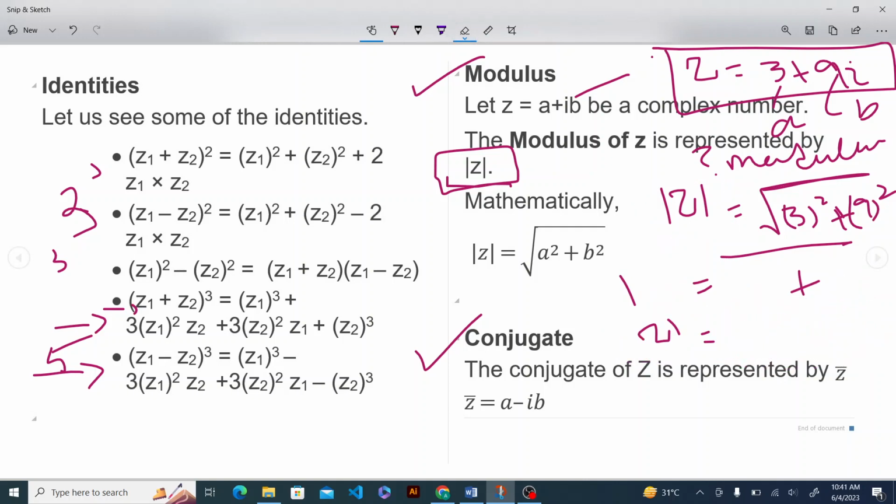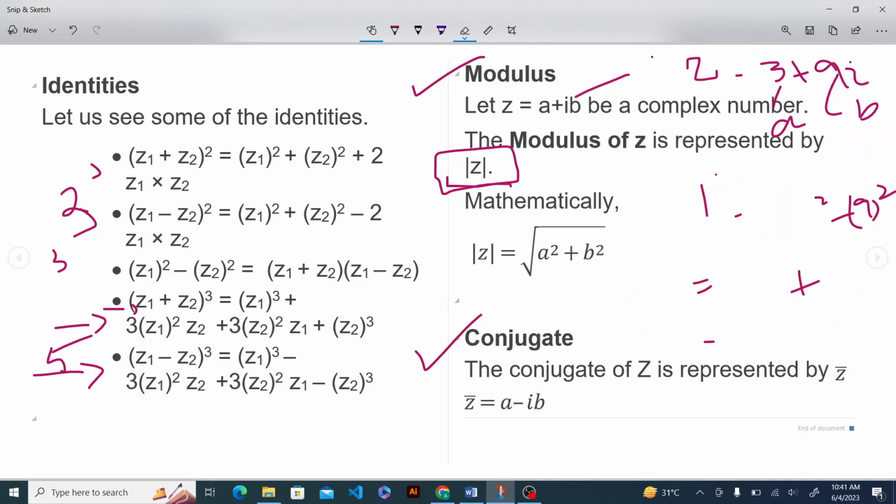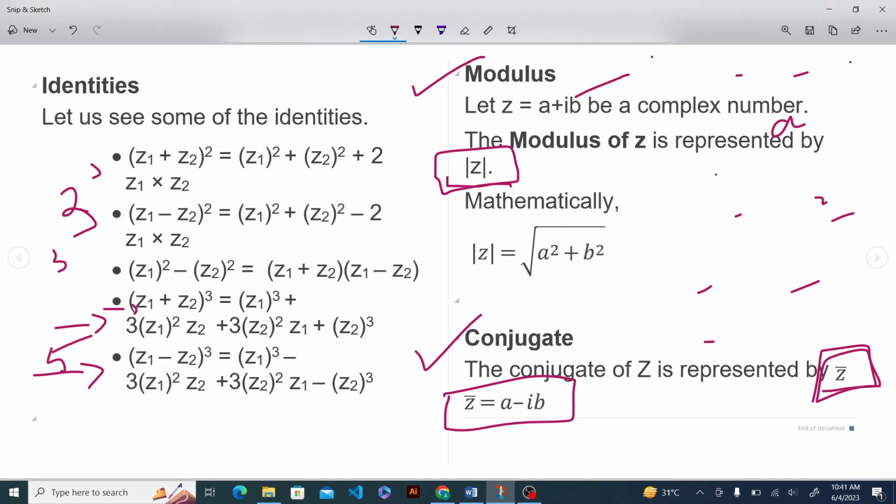Okay, so let us move towards conjugate. Conjugate is also really easy. The conjugate of z is represented by z bar. This is its representation or symbol, and the notation is z bar is equal to a minus iota b. This means in conjugate we just have to change the sign of the imaginary part. Like if we are given this complex number as its basic notation, z is equal to a plus iota b, then its conjugate will be equal to a minus iota b. Only the plus sign has been replaced by minus sign.